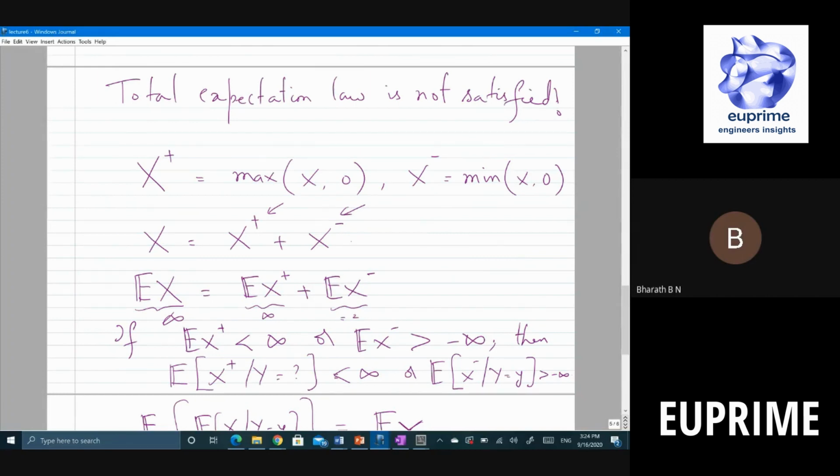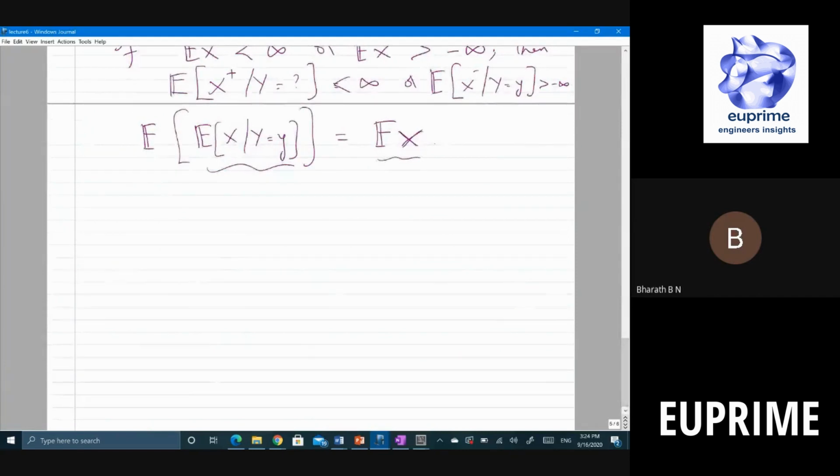If one of them is infinity, or let's say the expected value of x minus is minus infinity, then the total expectation law holds good and expected value of x will also be either plus infinity or minus infinity. Okay, so let's write this as a formal statement. So let me write this as a theorem.